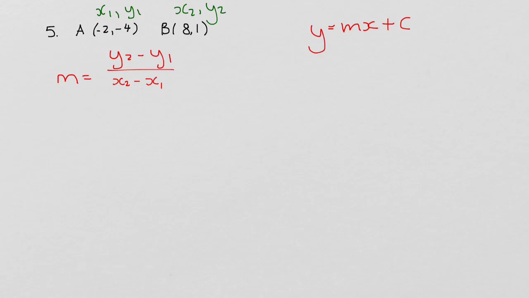You can then put your value for m into this equation here, y equals mx plus c, and you're just left with c. Now, in order to find c, you can pick one of these points, a or b, to substitute in. So let's use b for example. So y equals 1, m equals whatever you've found, x equals 8, and then plus c. So once you put your value for m in here, you can then solve it for c, putting c back into your equation.